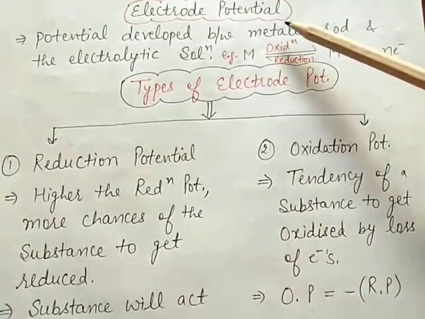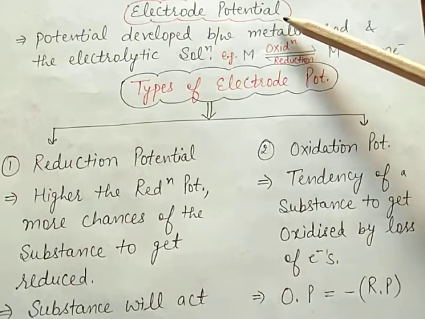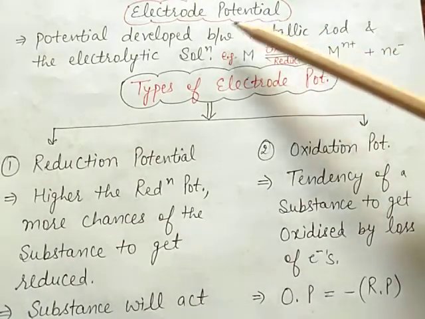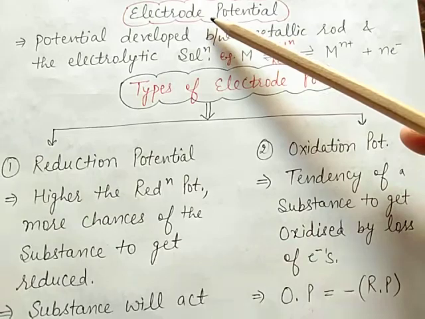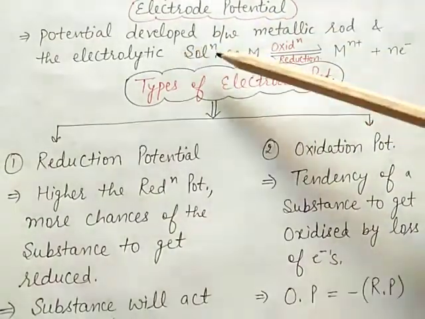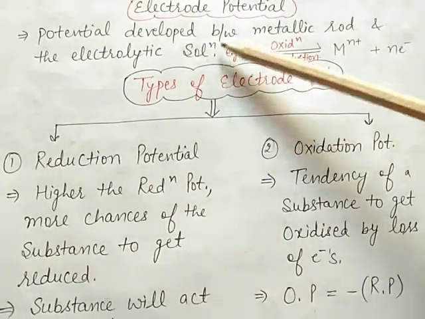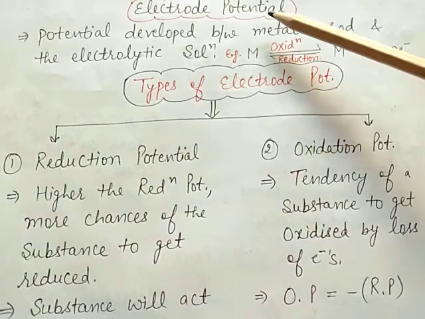Good morning students. Today's topic is electrode potential. It means how the potential developed between the electrodes, the potential developed between the metallic rod and the electrolytic solution. This is called electrode potential.